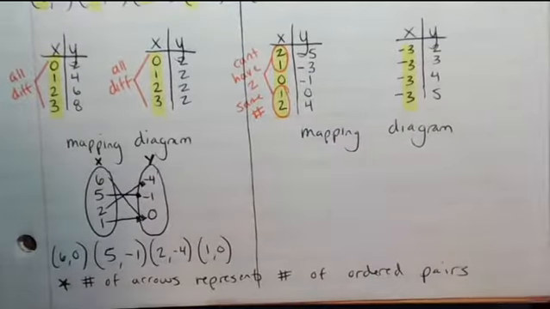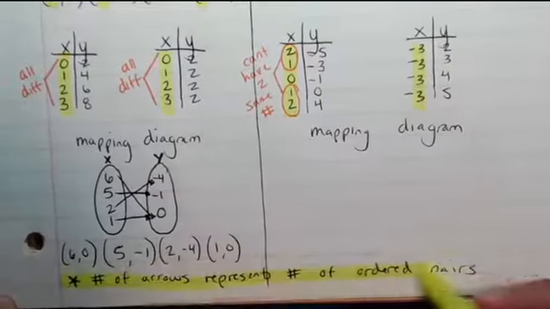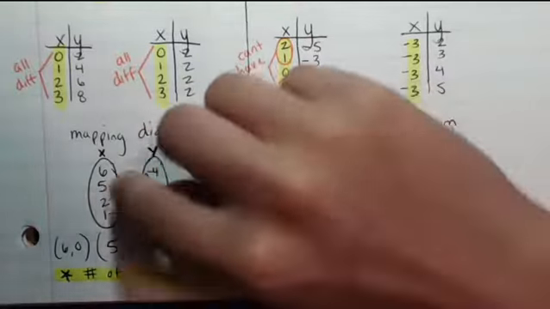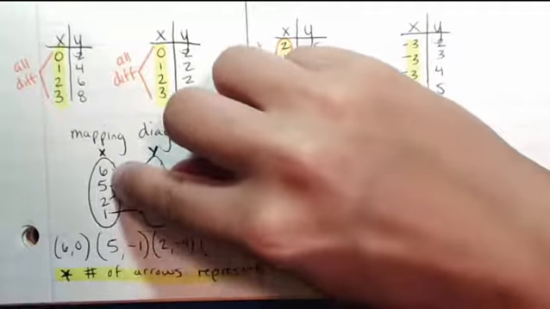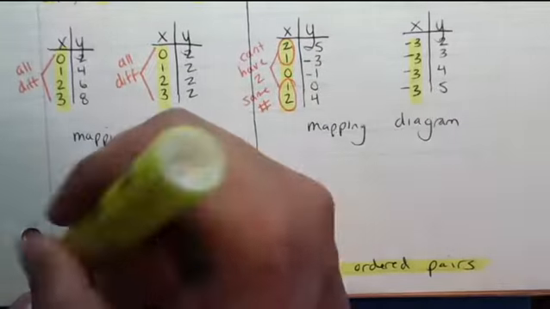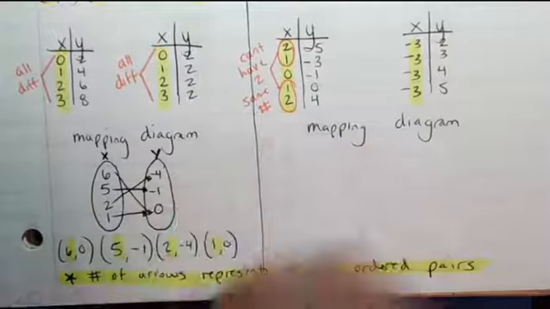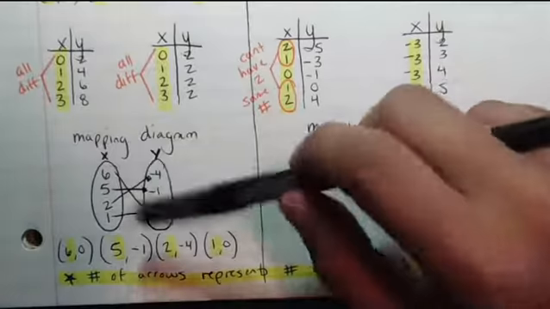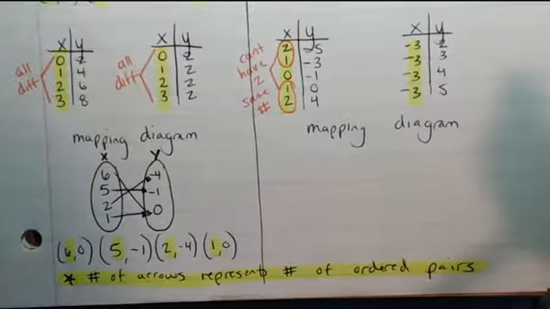Go ahead and highlight that. The number of arrows on a mapping diagram represents how many points are on the graph, or ordered pairs. So now, looking at this mapping diagram, I notice there's only one line coming from each number, so it's not doubled. And even if I look at my ordered pairs that I wrote out, 6, 5, 2, and 1 are never repeated, so that would be considered a function given in the mapping diagram form.